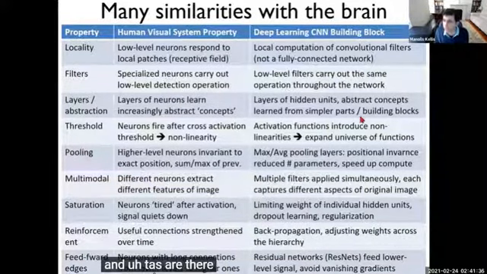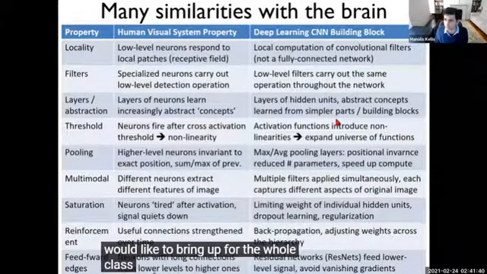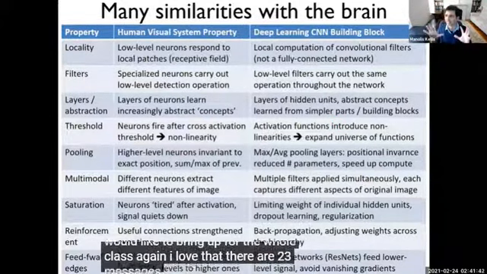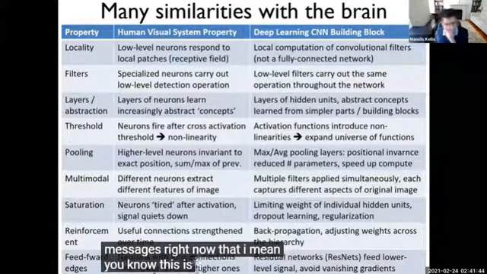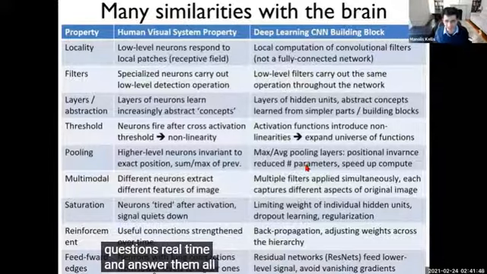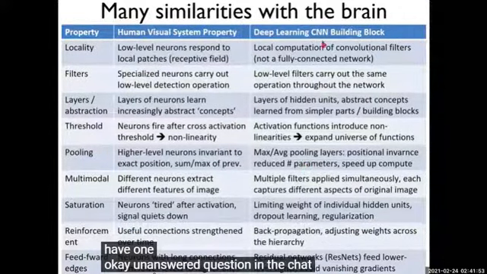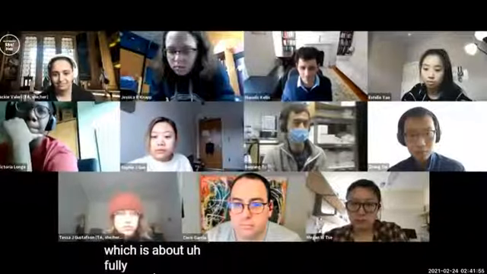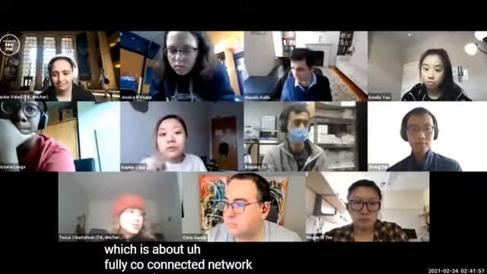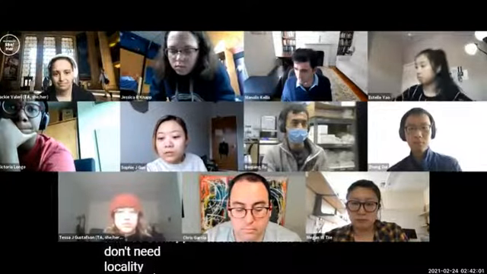And TAs, are there any questions from the chat that you would like to bring up for the whole class? Again, I love that there are 23 messages right now. This is just such a cool experience of being able to ask questions in real time and answer them. All right, so 60. Yeah, we do have one unanswered question in the chat, which is about fully connected networks. So how do you think about applications that do or don't need locality?